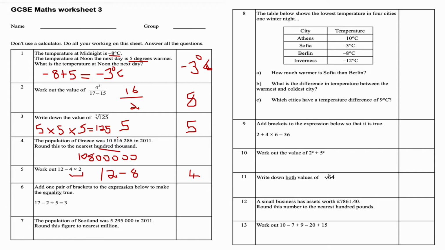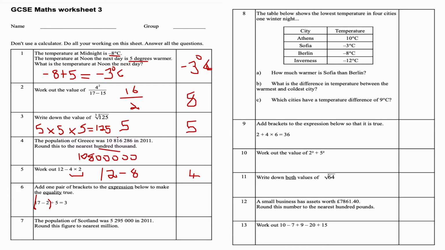Okay. This is question number 6, guys. Add 1 pair of brackets to the expression below to make the equality true. 17 minus 2 divided by 5 is 3. Well, if I put brackets here, guys, 17 minus 2 is 15, divided by 5 is 3.